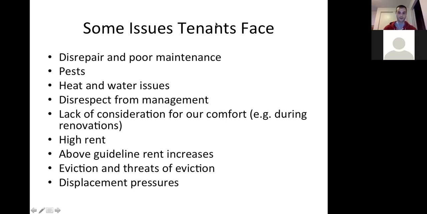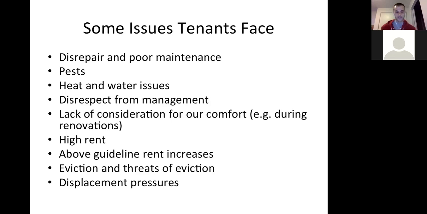I saw a question in the chat. I can't promise I'll do this throughout the whole presentation, but yes, everything that I'm going to say could apply also to community housing. If there are specific questions about that, we can handle it in the Q&A.